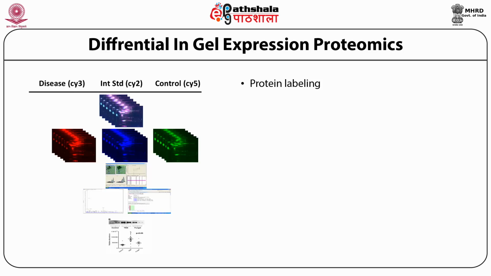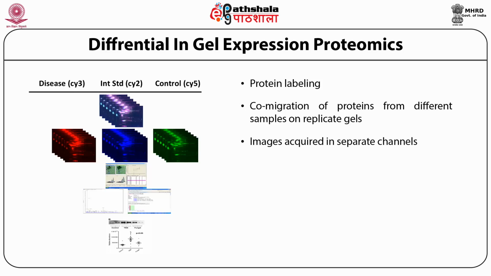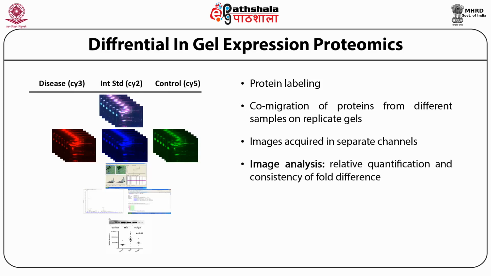The second step includes the co-migration of proteins from different samples on replicate gels, which comprises isoelectric focusing and two-dimensional electrophoresis. Once the gels are run, the images are acquired in separate channels. The images are then taken to a certain software where you do the image analysis, where relative quantification and consistency of the fold difference is noted across the set of gels.